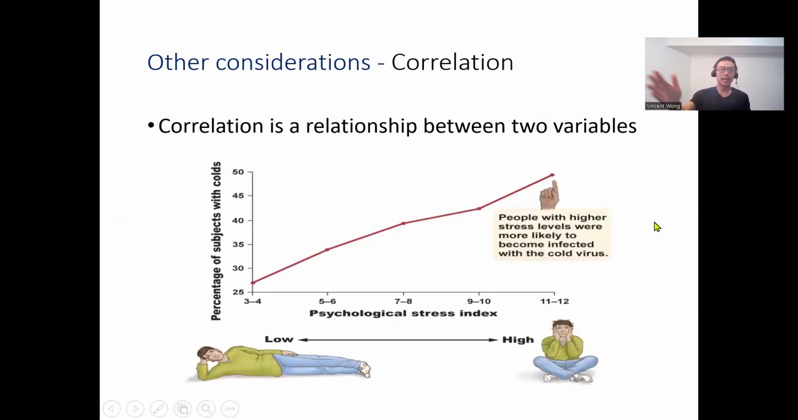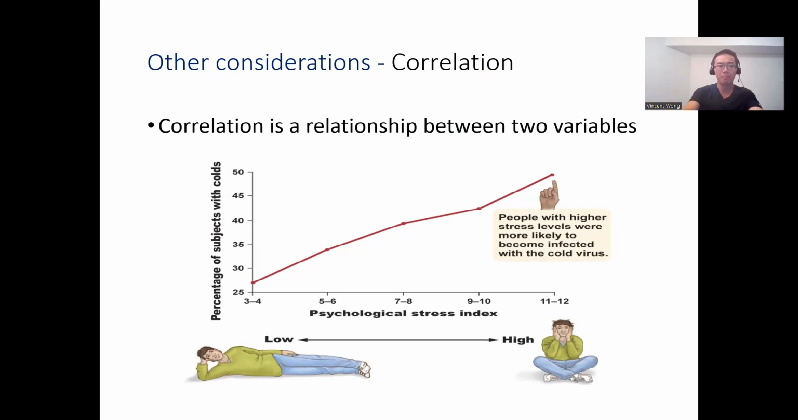Now, a lot of times in research, people would identify trends. People would identify correlation between two variables. So here we have, for example, stress level versus how often you get a cold. You can see as a person gets more stressed out, they're more likely to catch a cold. So someone might look at this data and say, okay, stressing out is going to cause you to be more likely to catch a cold.